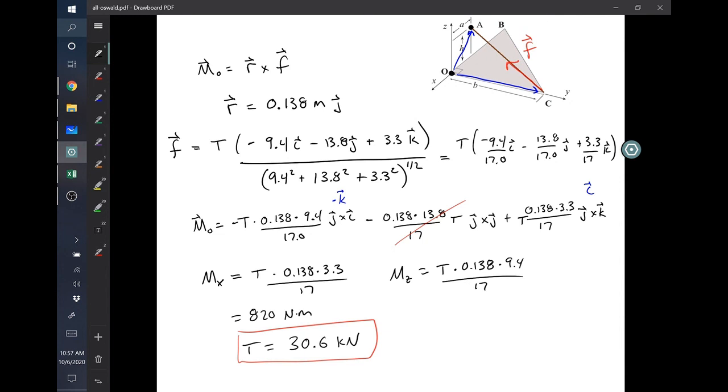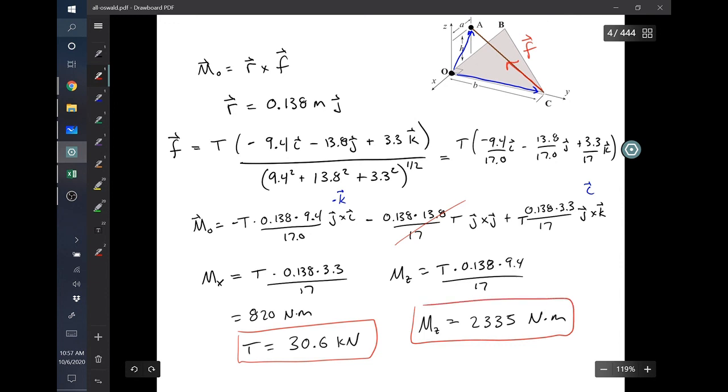And then all I have to do is just plug this number in for mz. Plug in the value of T. And so 30,600 times 0.138 multiplied by 9.4 divided by 17 gives me 2,335 Newton meters. So just be careful here. When I plugged in T, I plugged in 30,600 so that I'd have the right units here.